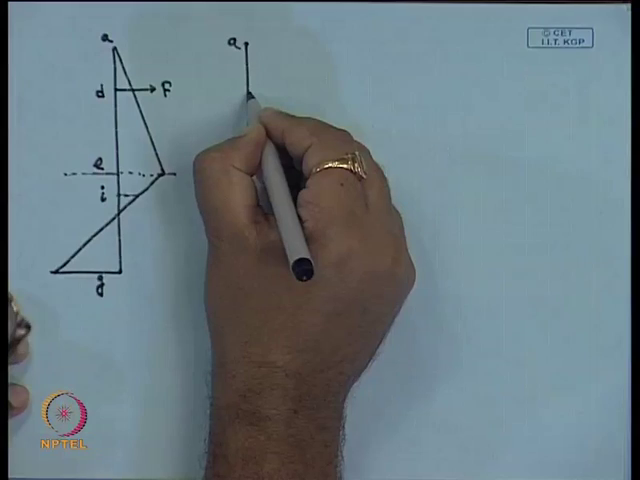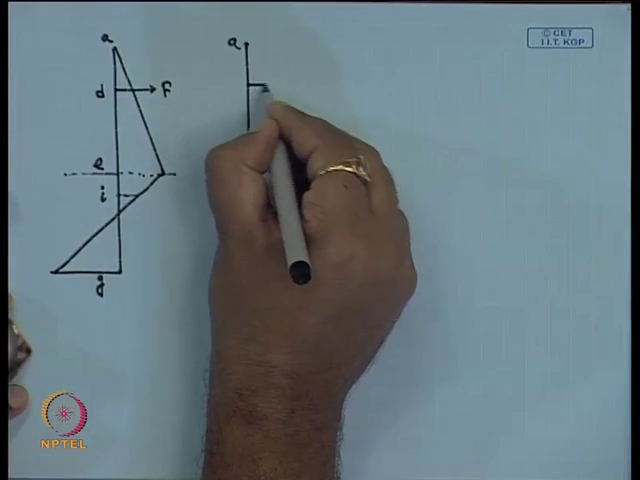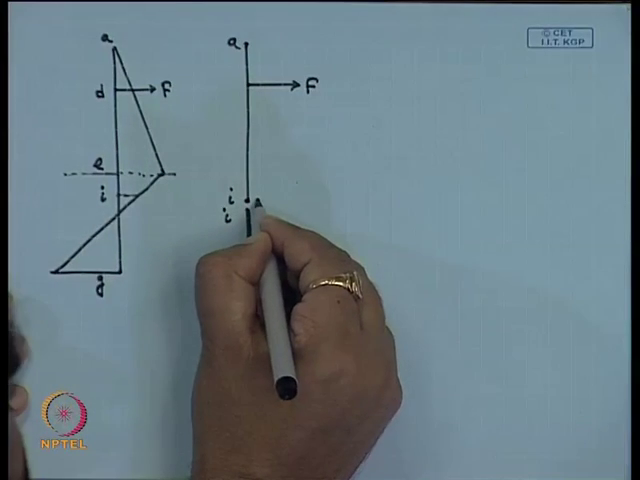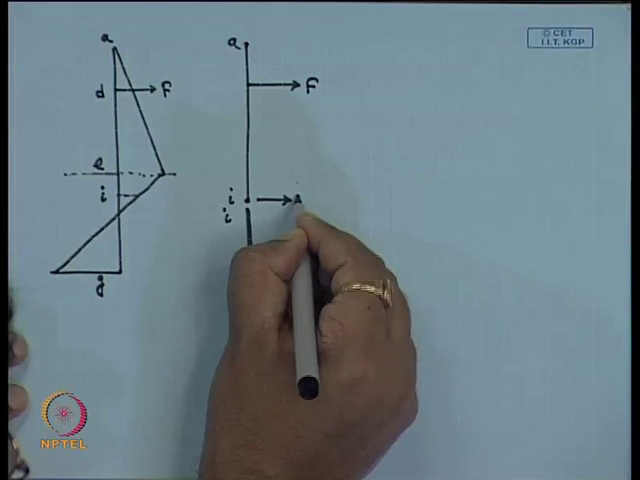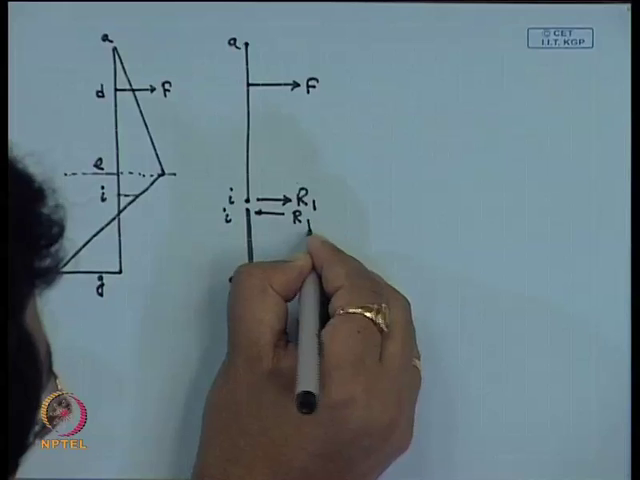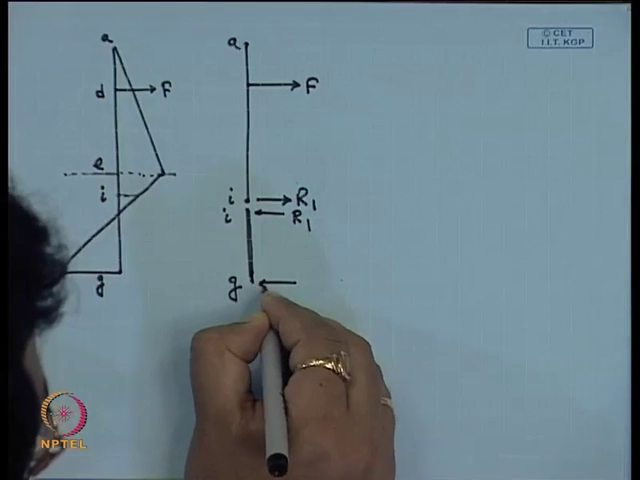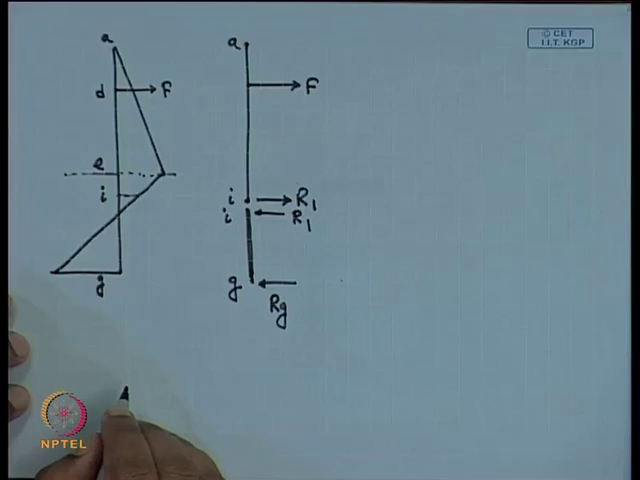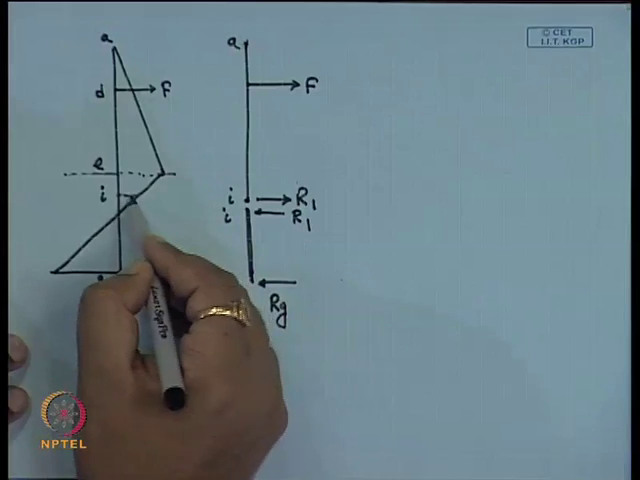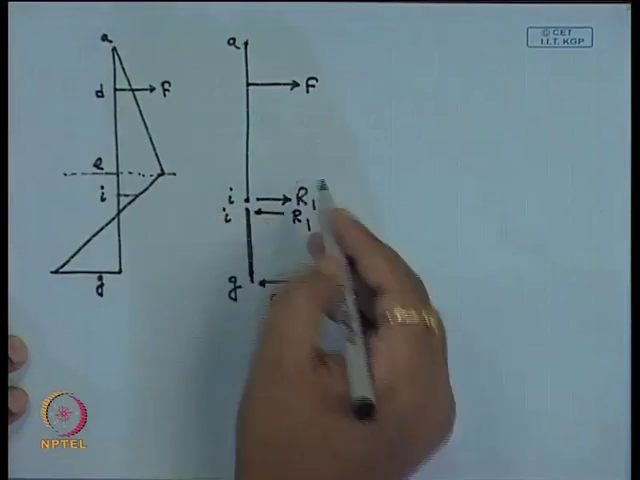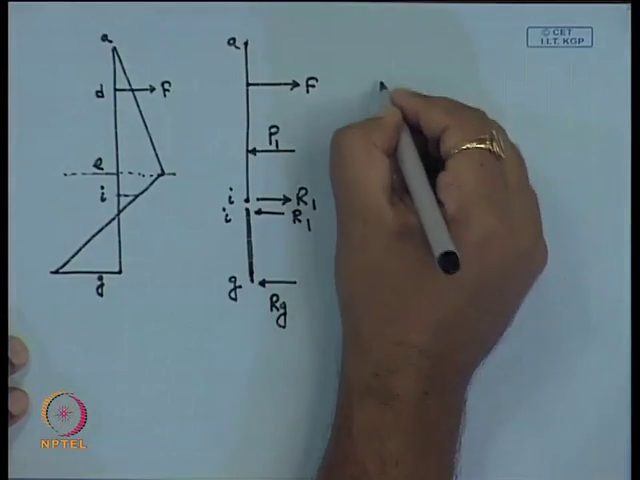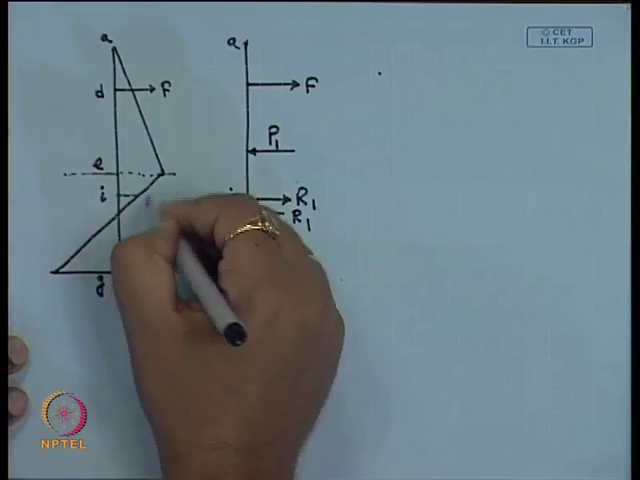So, from A to I, the first beam, one force acting is F anchor, another force acting is R1. The similar opposite reaction is acting here, R1, and here RG is acting. Now, the force acting for this A to I beam, this will act as P1. P1 is the force due to this earth pressure.